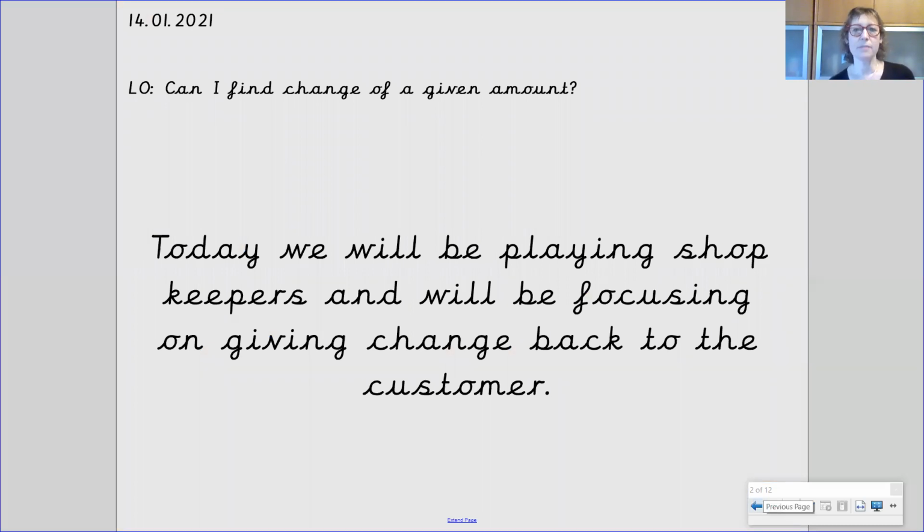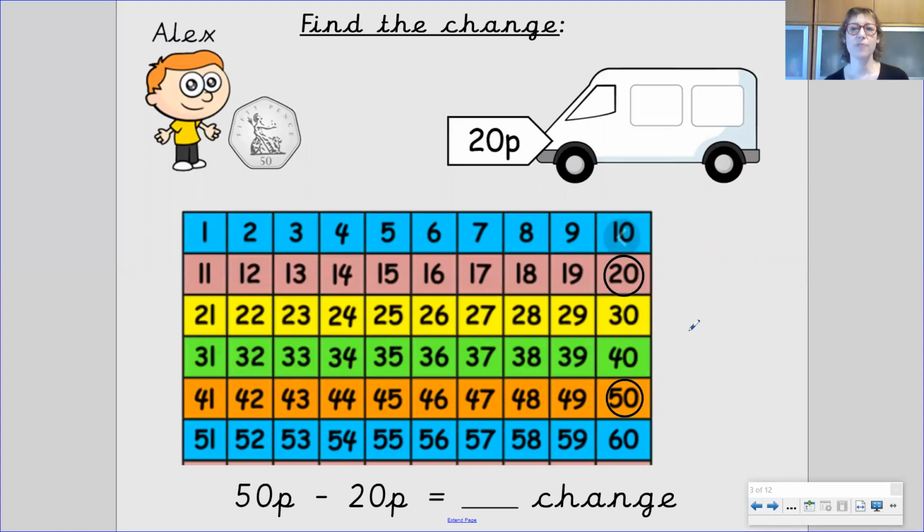Now, today we're going to be playing shops, and we're going to be looking at giving change back to the customer. So giving change is a way of saying subtraction, take away, when we're using money. So we're going to find the change. Alex has got 50p, and he wants to buy this truck that costs him 20p. So the truck costs 20p, and he's got 50p. So he hasn't got a 20p piece, he's got a 50p piece. He's going to give the shopkeeper his 50p, and the shopkeeper has got to work out how much change he needs.